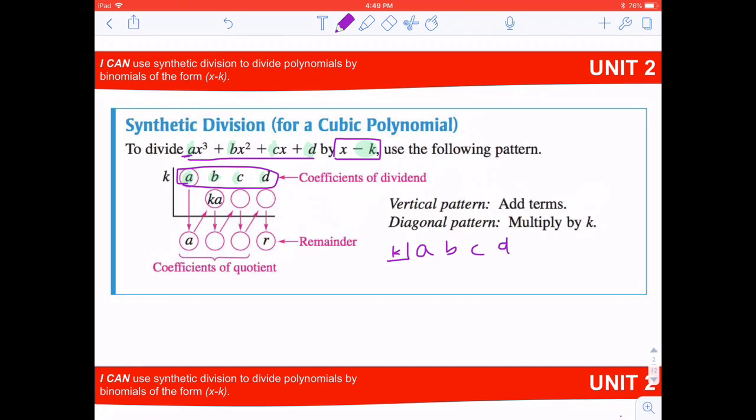So the first thing you always do is you always bring down that first number, whatever that number is. So in this case, it's A. And then what you do is you multiply that times k, or whatever that number is. So we end up getting k times A, and you write that right underneath the next number. From there, you're going to add up the terms, whatever you have there, so B plus kA, and then you end up with B plus kA here, and then you keep doing that same pattern. So this is going to multiply there, and so forth and so forth.